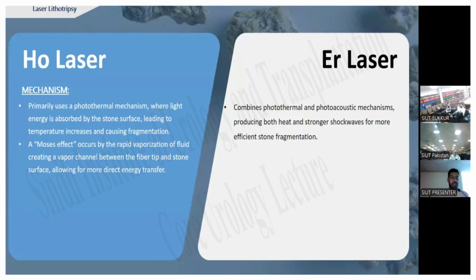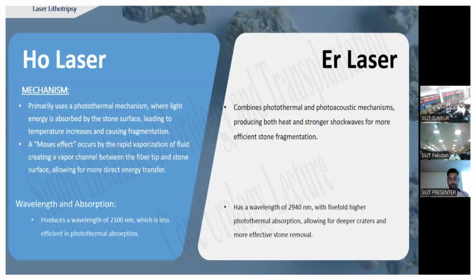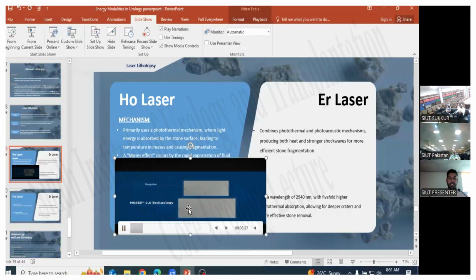Moses effect occurs when a rapid vaporization of the fluid creates a vapor channel between the fiber tip and stone surface, allowing a more direct energy transfer. So this is a video of the Moses effect. As you can see, there is a water bubble, a vapor bubble that forms, and then it travels through the medium and causes that effect. This is called the Moses effect.